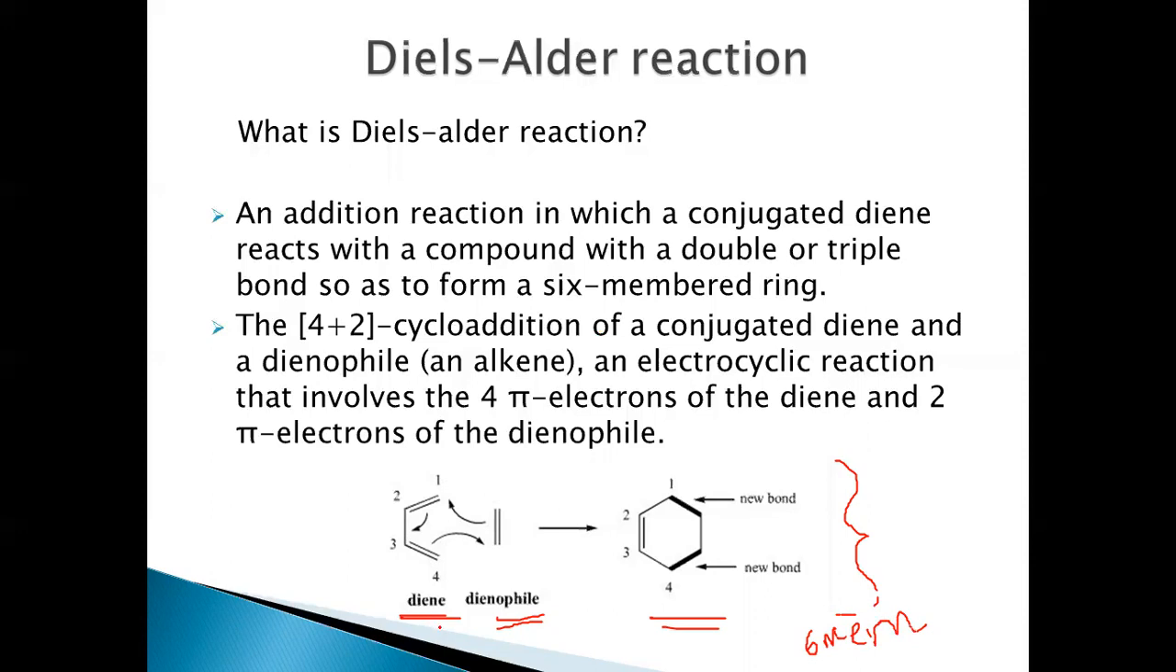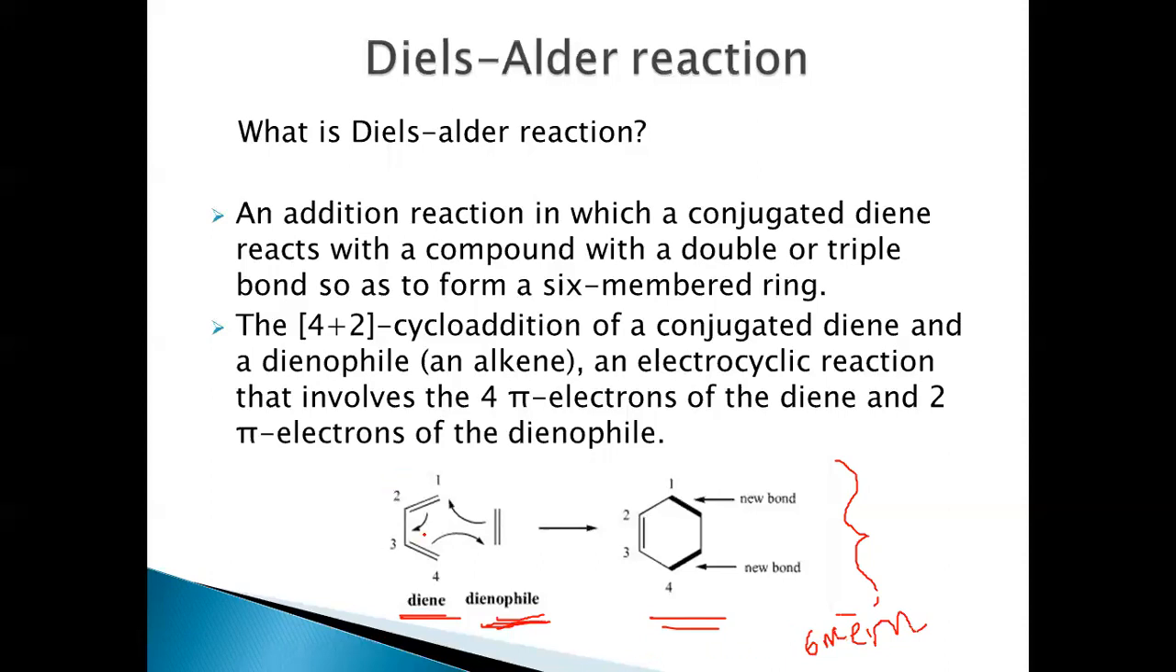It's a cycloaddition reaction where a diene, which is a conjugated diene, reacts with a dienophile. The dienophile is nothing but a compound with a double or a triple bond or a simple olefin here, or a substituted olefin also it can be, resulting in the formation of a six-membered ring, that is a cyclic structure which is formed here. So this is what the Diels Alder reaction is.